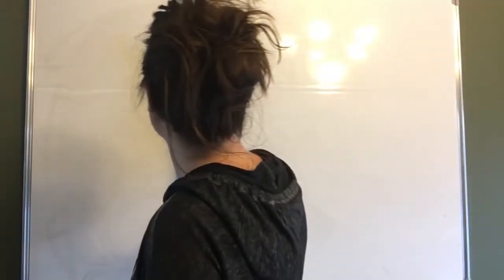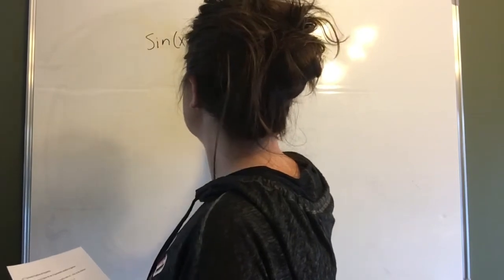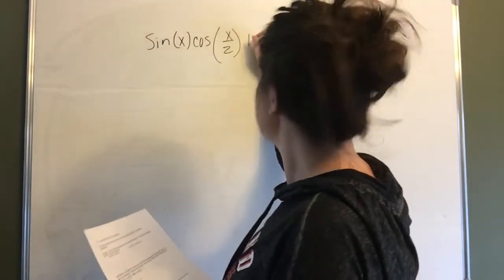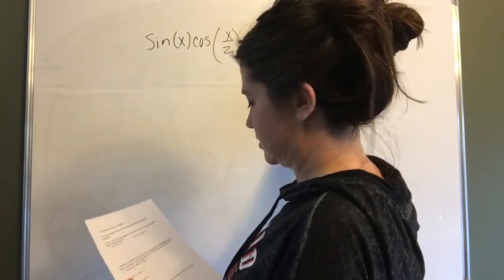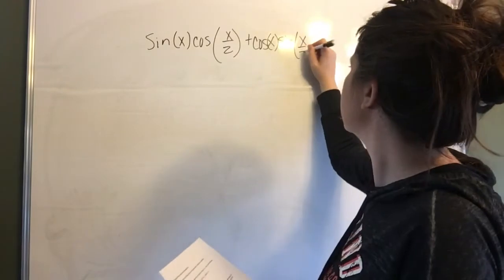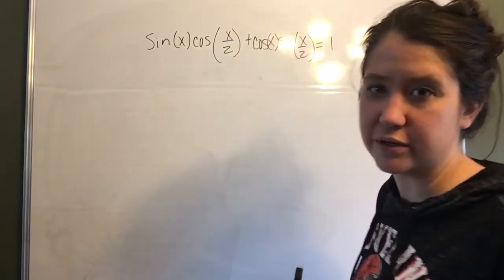Hey, I'm going to present the solution for part A in the additional examples portion of this to you. That problem is sine of x multiplied by cosine of x over 2 plus cosine x multiplied by sine of x over 2 equaling 1.